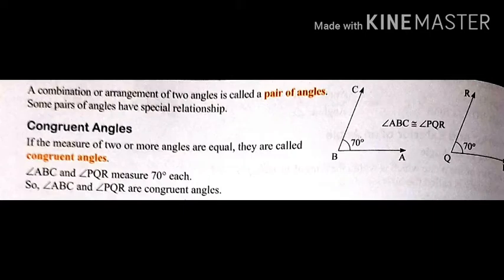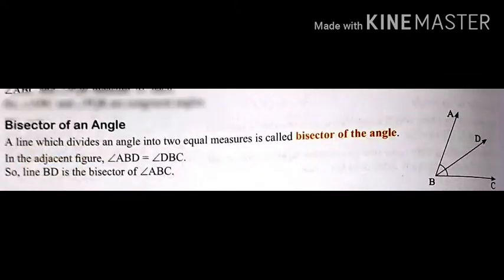Next is the bisector of an angle. A line which divides an angle into two equal measures is called a bisector of an angle. If you look at the figure, line DB cuts angle ABC into two equal parts, and DB is the bisector line. The two angles formed, ABD and DBC, are equal to each other. So BD is called the bisector of angle ABC.